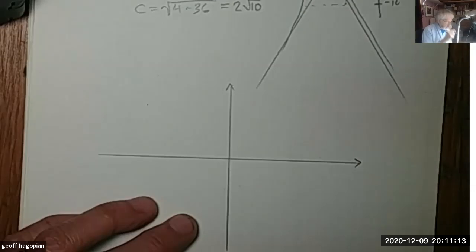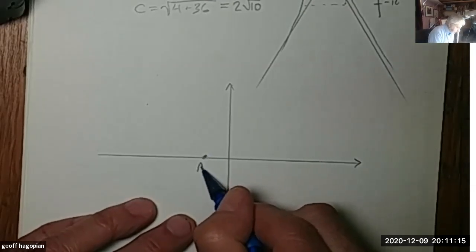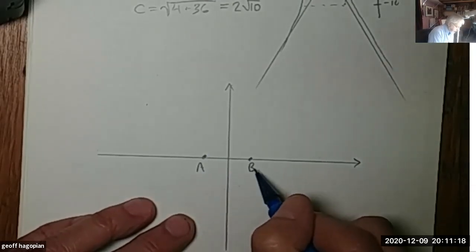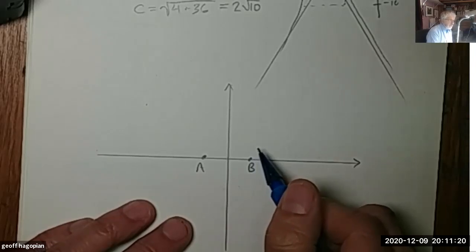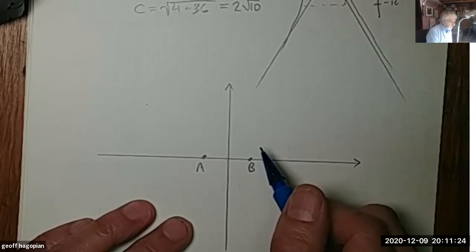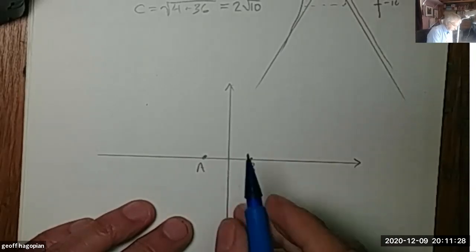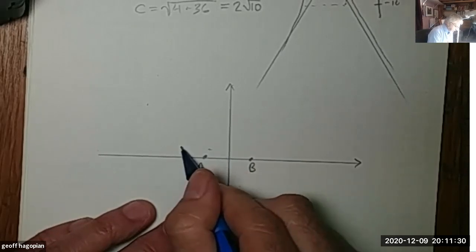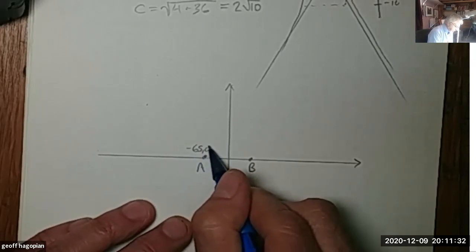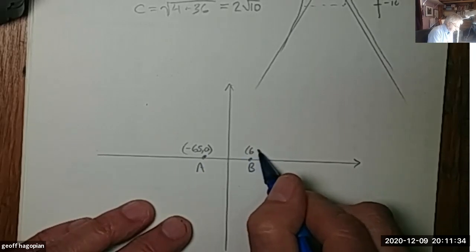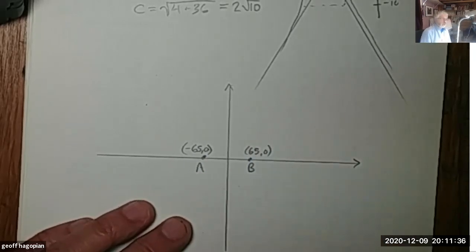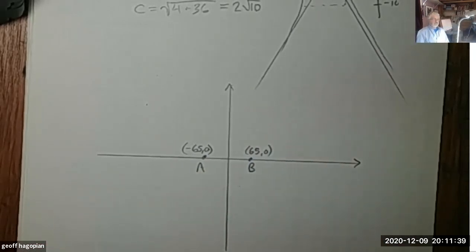Okay, so A and B, we don't know what coordinates are there. We know that those are actually, oh yeah, we do actually. So this is -65, 0, and this is +65, 0, because they're 130 kilometers apart, right?